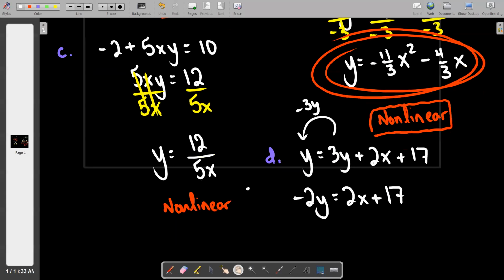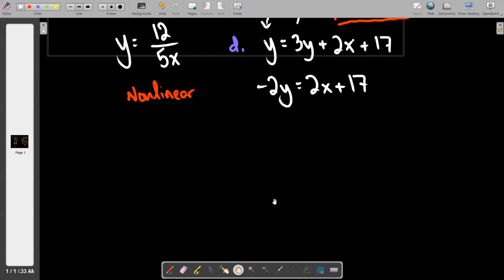I want you to notice a couple things about this problem. Number one, the x hasn't gone to the bottom of a fraction. That's good. And I don't see any x squareds or anything like that. That's also good. Hint, hint. And so the last thing I want to do here is divide by negative 2. And if I divide by negative 2, then I'm going to be left with my answer. And I can compare it to the original mold that I'm trying to fit it into.